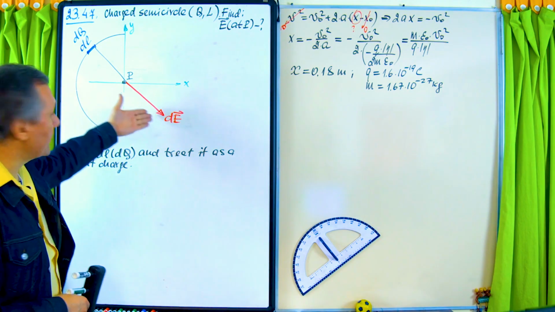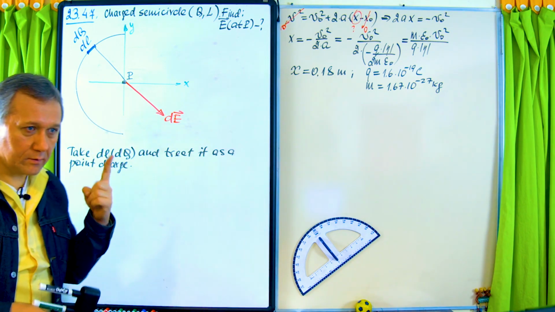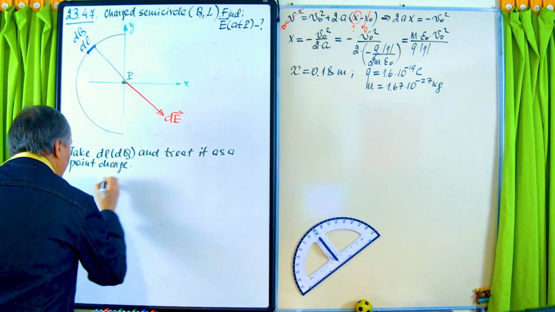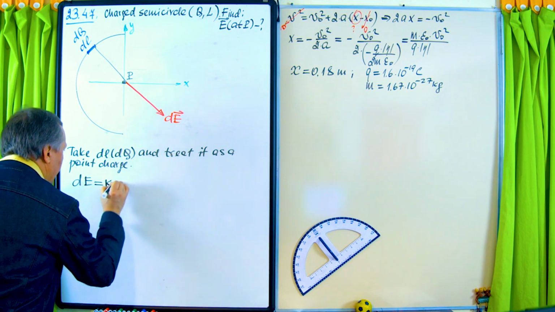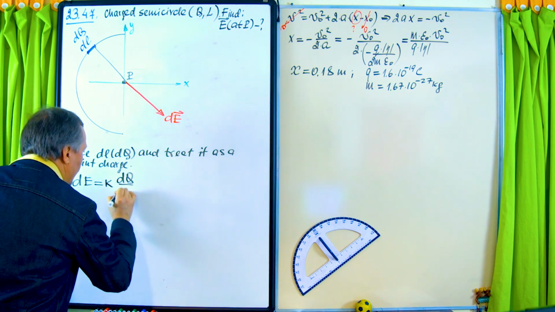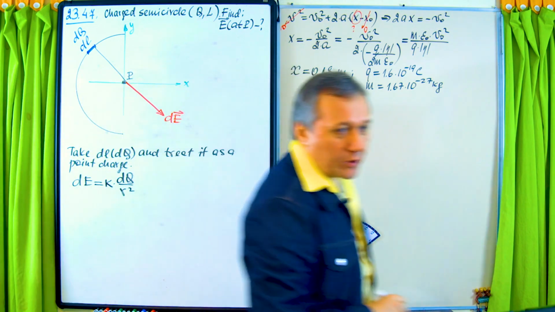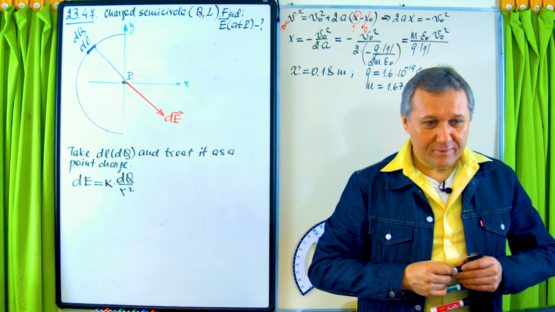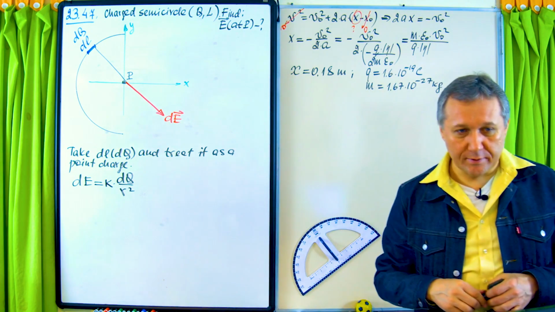And of course, we can write the expression for the magnitude of this electric field. Because it's a point charge, we know the expression. So of course, dE equals k times dq divided by the square of the distance from that point charge to the point P, to the point in question. Right? You see, so far the steps are exactly the same as in the lecture.